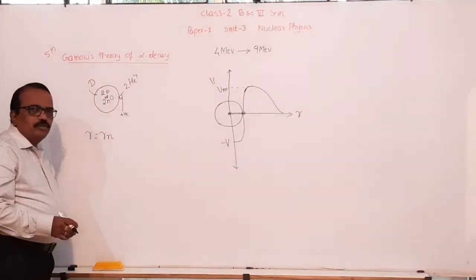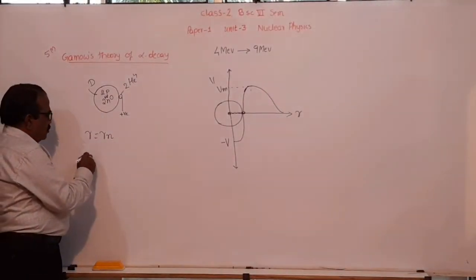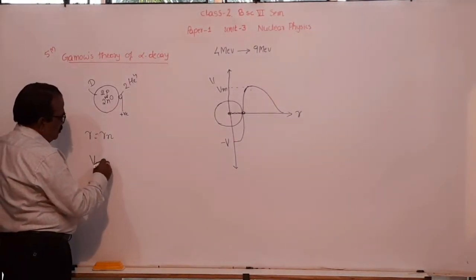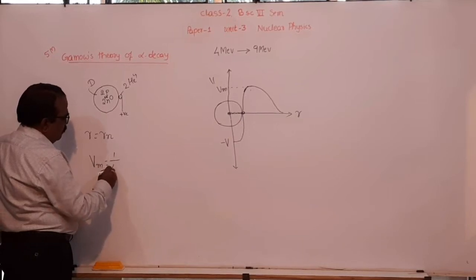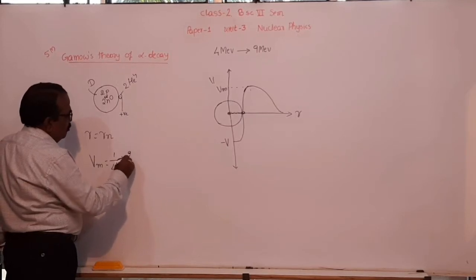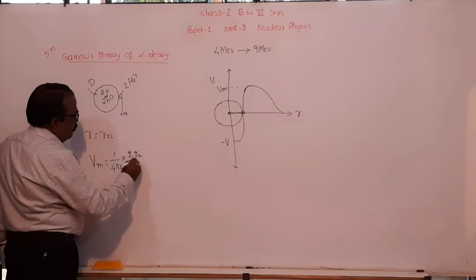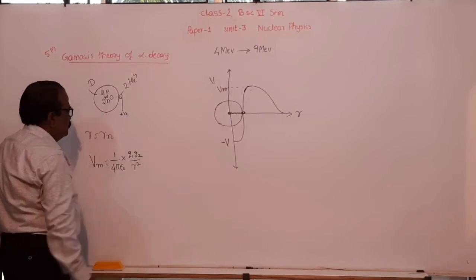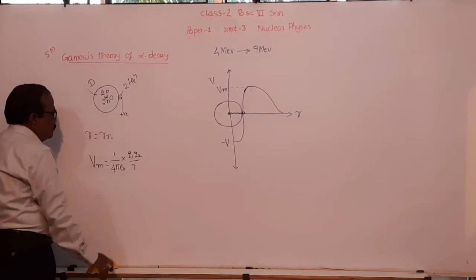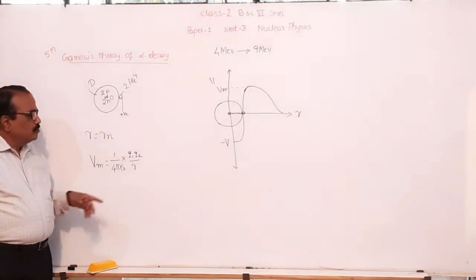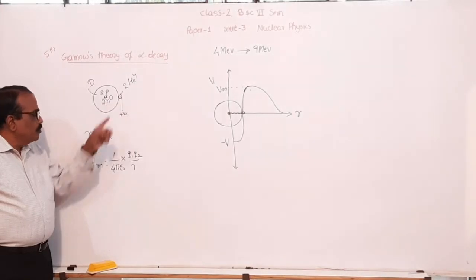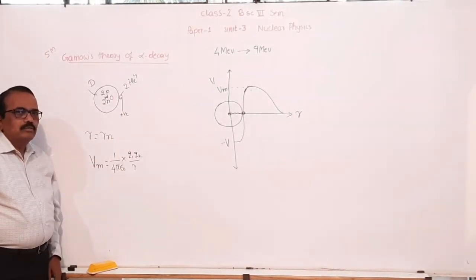Then, according to electrostatics, you know that the maximum potential energy is given by 1 upon 4 pi epsilon naught into Q1 Q2 upon R. Sorry, Q1 Q2 upon R is potential; R square becomes force. Q1 is the charge on the daughter nucleus, and Q2 is the charge on the alpha particle.